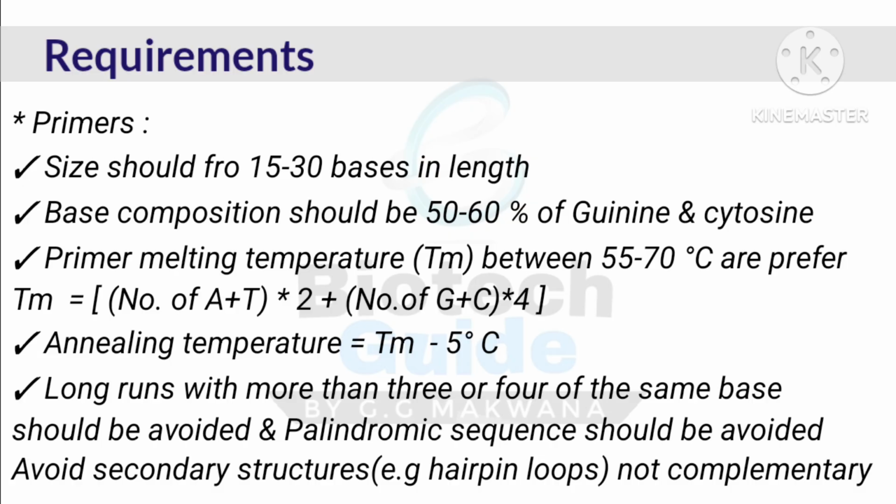Annealing temperature, then long runs of base pairs avoided, palindromic sequences, and secondary structure. So these are the main factors that affect primers or the annealing process.